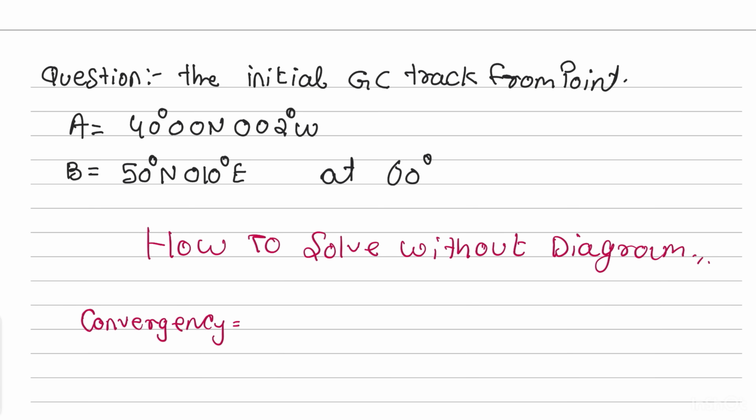So what is given to us? Convergency for point A, 40 degrees north, 002 degrees west, and B 50 north, 10 east, at 60. Somewhere 90 degrees... 90 it won't be, so how much will it be? 10 plus 2 is 12. Okay, 12.